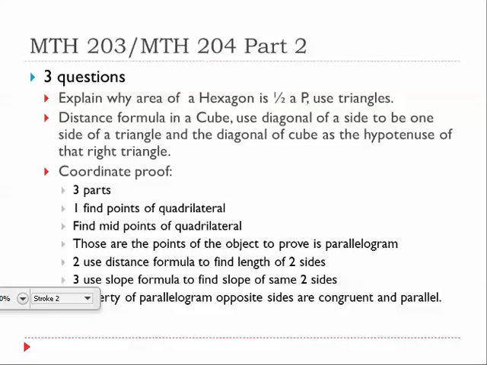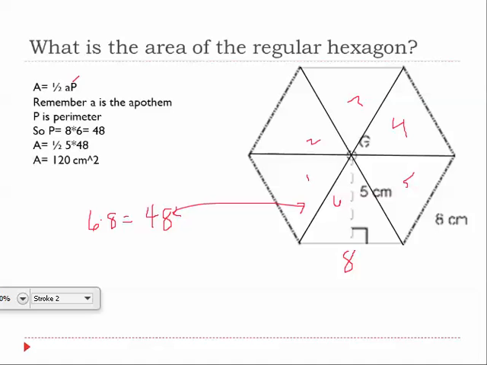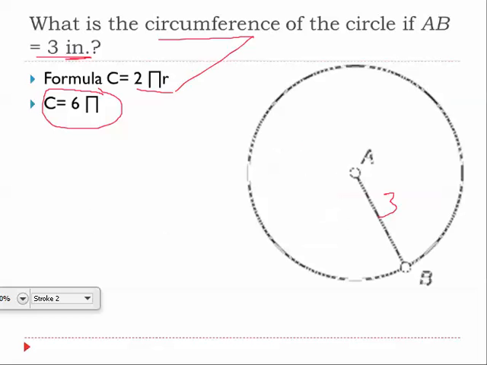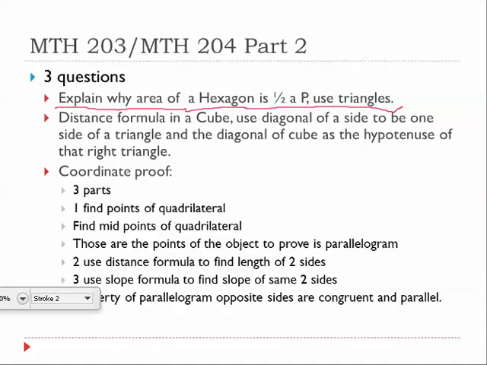Okay, for part 2, one question you're going to have to explain why the area of a hexagon is 1/2 AP, or 1/2 the apothem times the perimeter. And you're going to do the same thing that I did in this question up here, dividing it up into triangles. Show that the 6 triangles times the base of each one of the triangles adds up to be that perimeter, and that the apothem and the height are the same number. That's all you've got to do to show that to work.